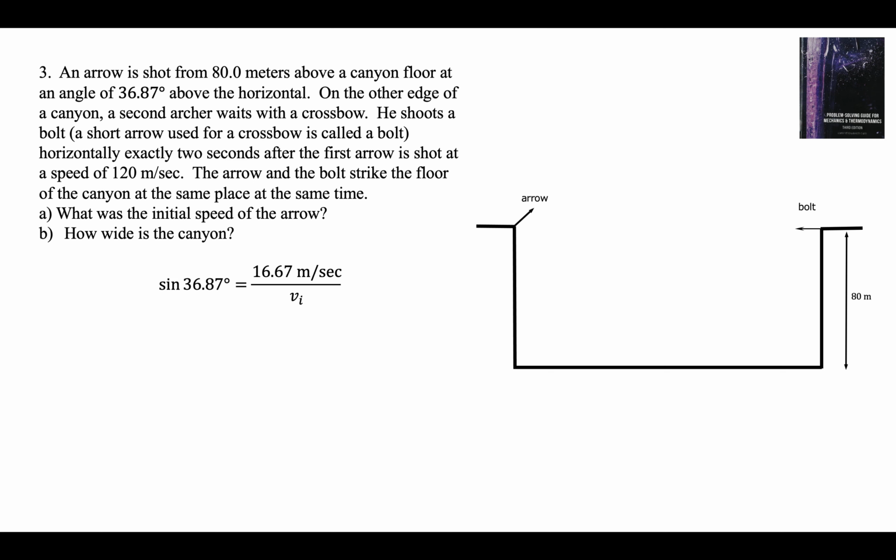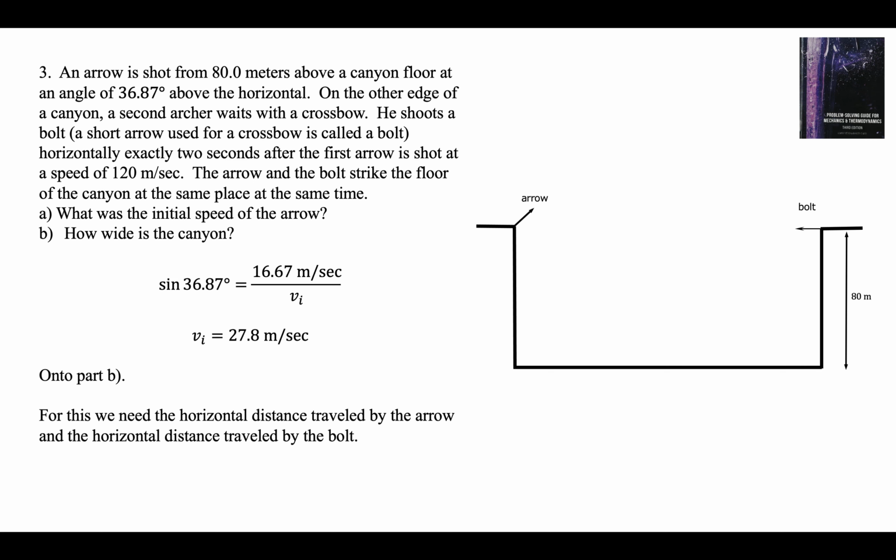Sine of 37 degrees is opposite over hypotenuse. The hypotenuse is the initial speed. The opposite side is 16.67. That's the vertical component of the speed right there. Initial speed must have been 27.8 meters per second at 36.87 degrees. Part B is how wide is the canyon.